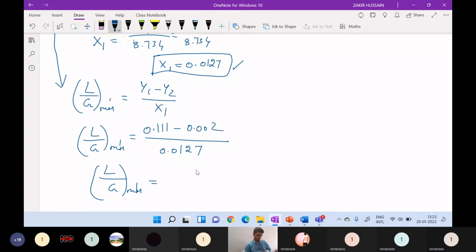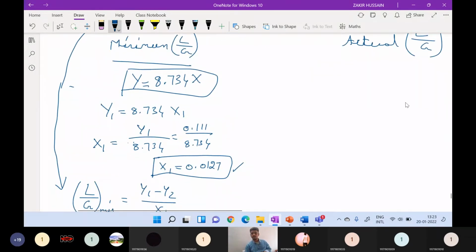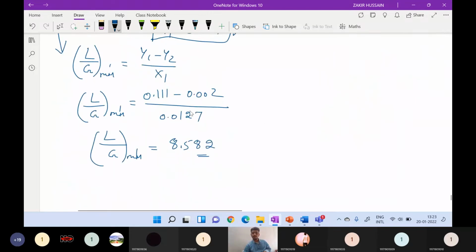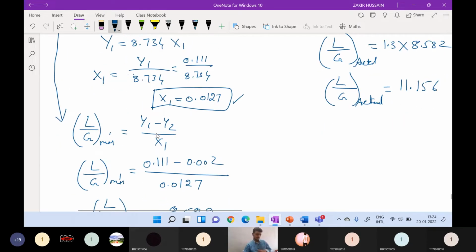L by G minimum is something like 8.582 that we got. So this is L by G minimum. Now in the actual condition, we know that L by G actual is equal to 1.3 times L by G minimum. Let us calculate L by G actual. That is 1.3 into 8.582, which is around 11.156. So we got the value 11.156.